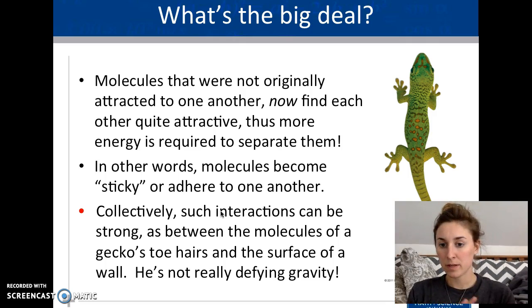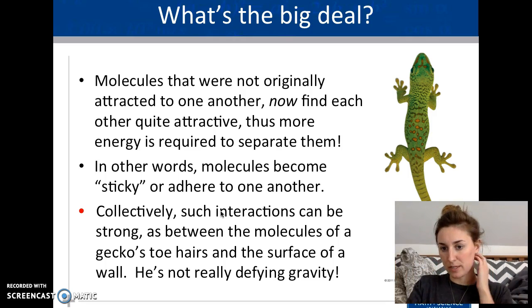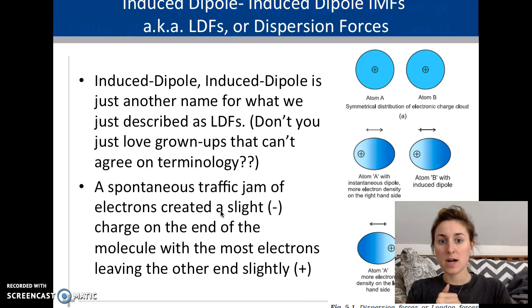Why is that important? Because for some types of elements, it's going to allow them to have certain properties, and hopefully we're thinking about water. In the water molecule, we have those dipoles, or partial positive and partial negative, and so those compounds interact with each other in a very specific way.